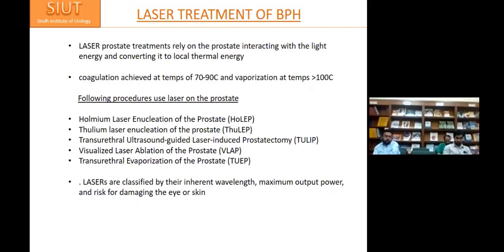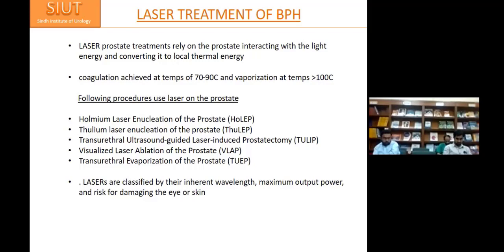Coming to the laser treatment of benign prostatic hyperplasia. Laser prostate treatments rely on the prostate interacting with the light energy and converting it into local thermal energy. Coagulation is achieved at a temperature of 90 degrees centigrade, and vaporization at greater than 100 centigrade. Procedures that use the laser on the prostate are HOLEP, holmium laser enucleation, thulium laser enucleation, transurethral ultrasound guided laser induced prostatectomy, visualized laser ablation of the prostate, and transurethral evaporization of prostate.